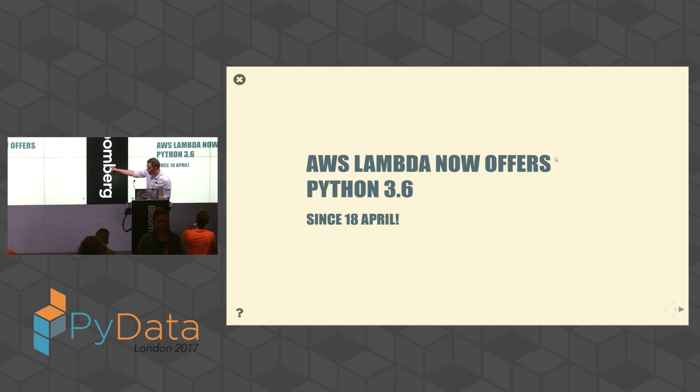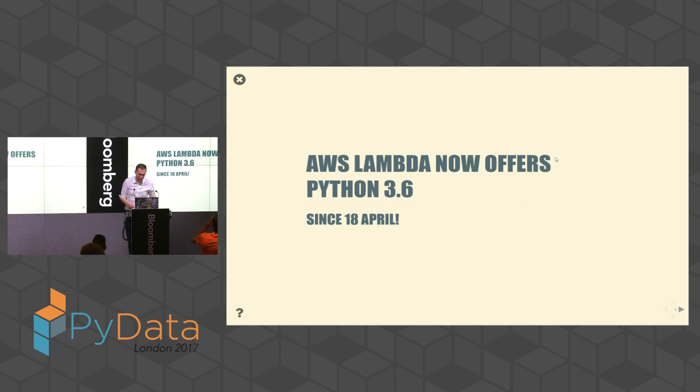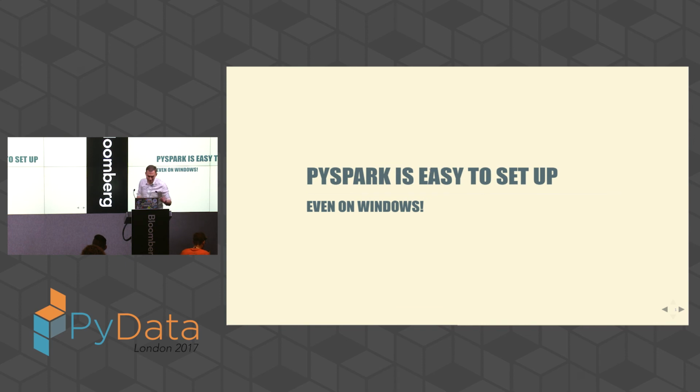So I wanted to share a few things. First of all, AWS Lambda. Who uses AWS Lambda or AWS in general? AWS Lambda now offers Python 3.6, because previously it was only a hacky version of 3.4. I know, but they offer 3.6, and that's great. Also, PySpark is super easy to set up, even on Windows. I will show both in a second.